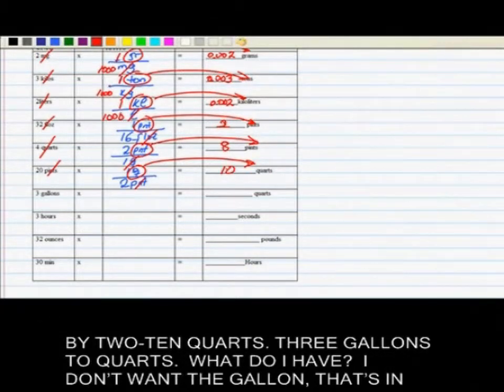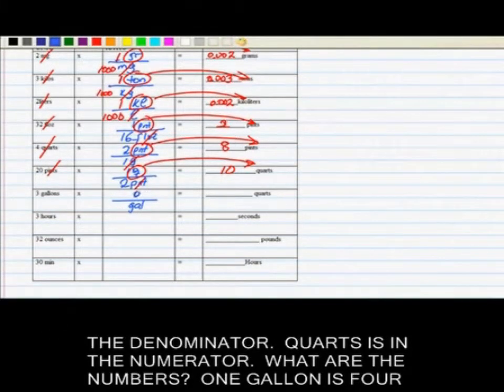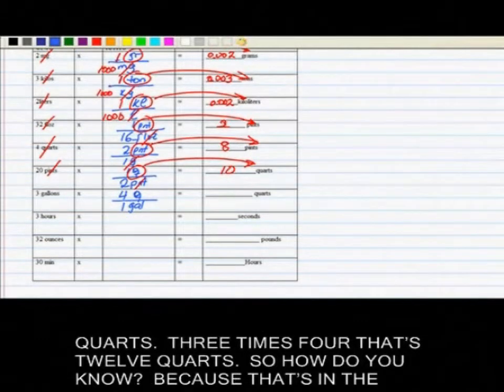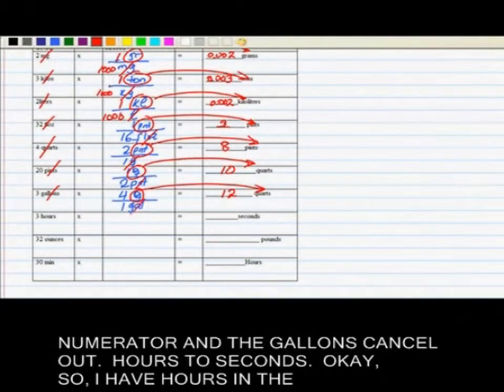3 gallons to quarts. What do I have? I don't want the gallon. That's in the denominator. Quarts is in the numerator. What are the numbers? 1 gallon is 4 quarts. 3 times 4, that's 12 quarts. So how do you know? Because that's in the numerator and the gallons cancel out.